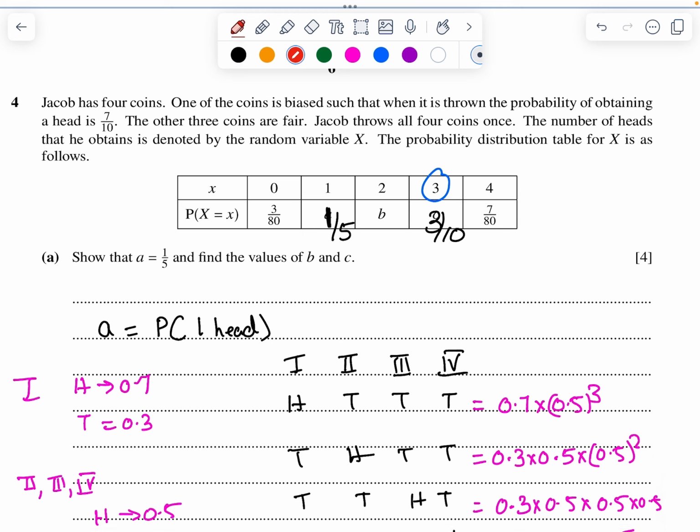So what will be the B value? 3 upon 80 plus 1 upon 5 plus B plus 3 upon 10 plus 7 upon 80 equals 1. Sum of all values. So from here, B value, use the calculator, you should be getting 3 upon 8. That's going to be the answer.